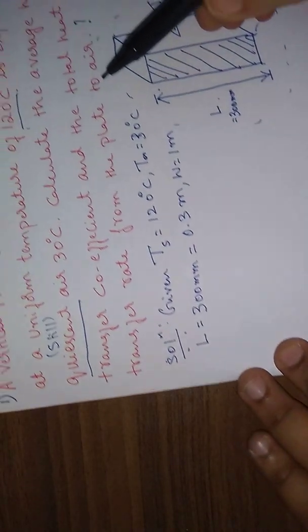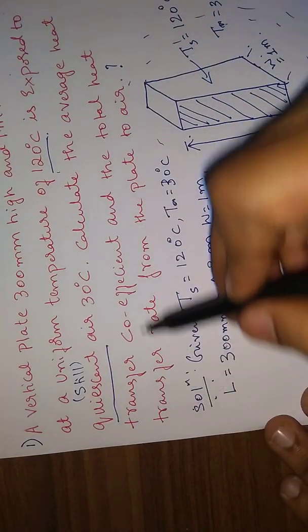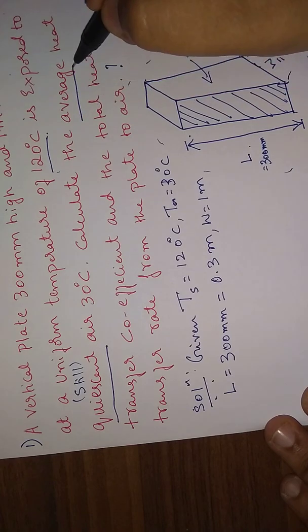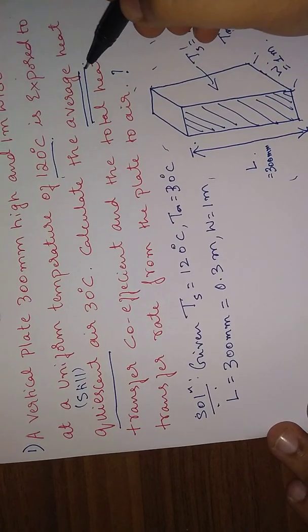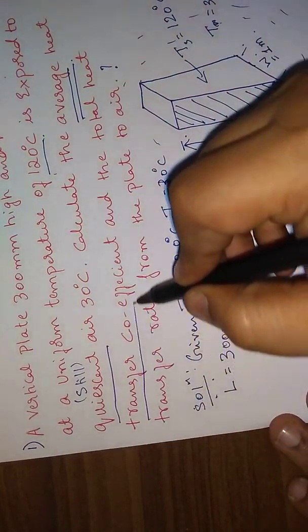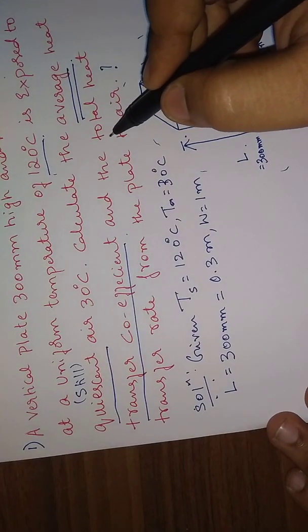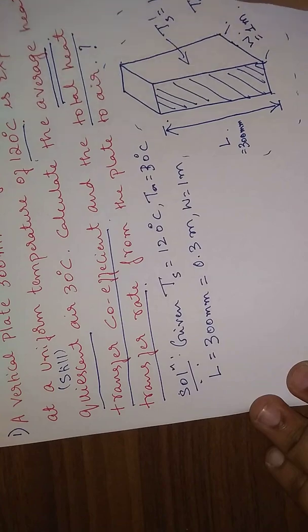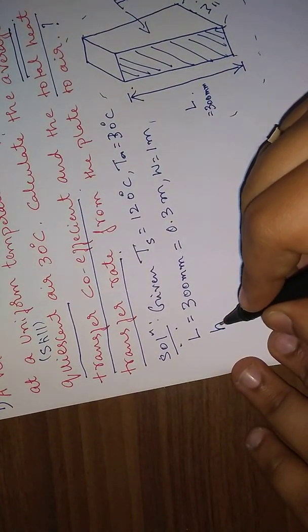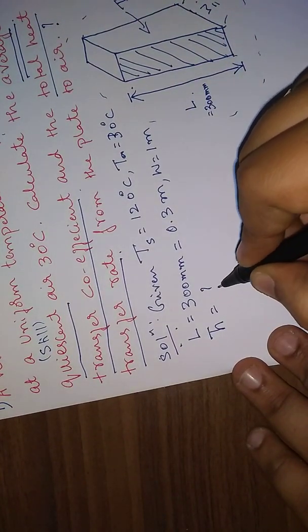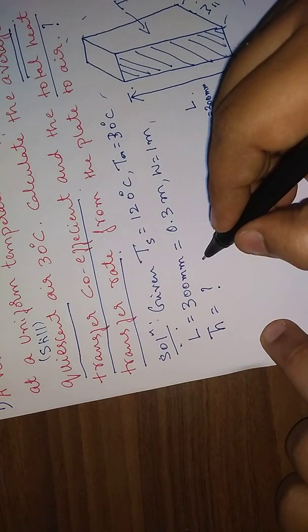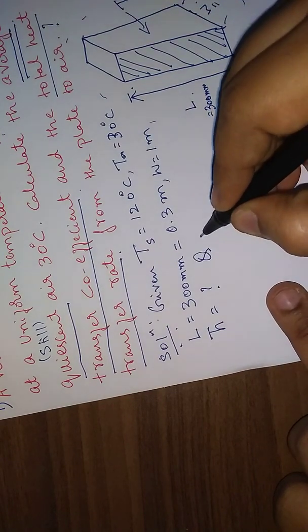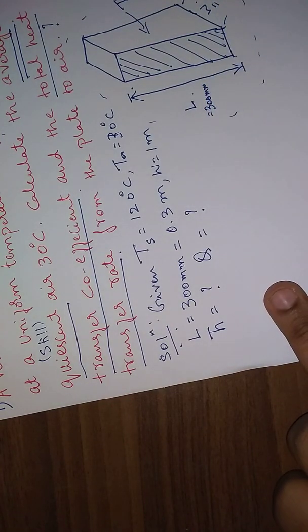You can read the question here. So first is average heat transfer coefficient. Please be careful about this word. This is average heat transfer coefficient and total heat transfer rate. These are the things that we are supposed to find out. Average heat transfer coefficient is question mark, and total heat transfer rate, so Q is equal to question mark.